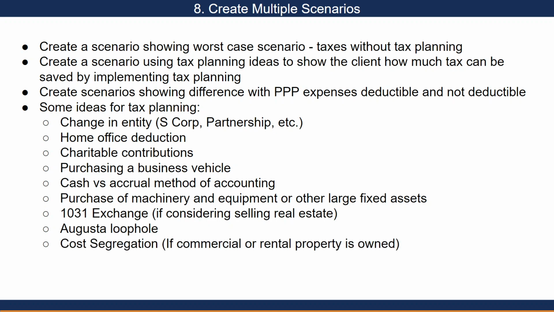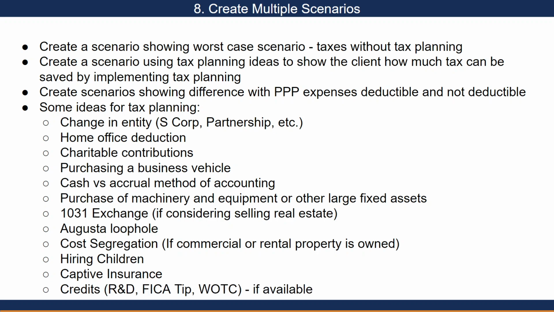You could do a cost segregation. So if they own commercial or rental property and they haven't done a cost segregation study on that, that's another scenario you could run, what it would look like with the cost segregation in it. You could run a scenario based on if they hired children. So if they were able to hire their children and pay them, this is what the tax would look like versus not. You could look at captive insurance companies if that's an option that would benefit them.